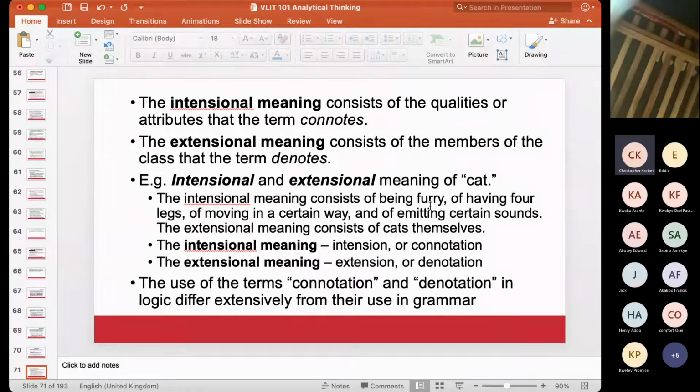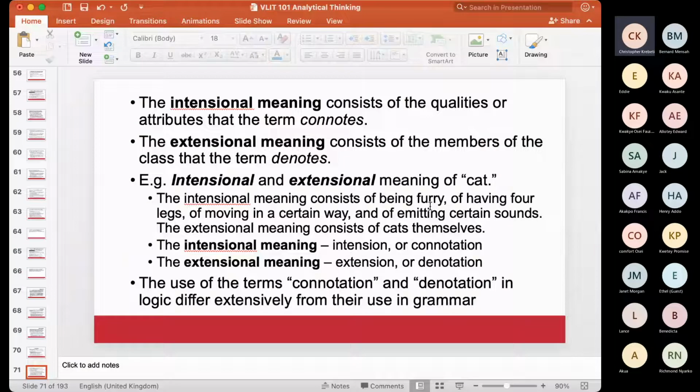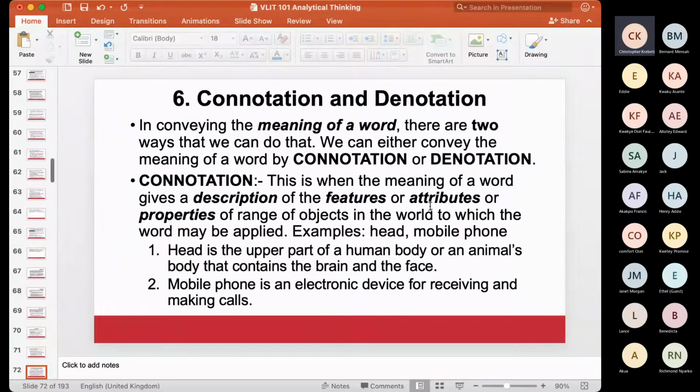So if you pick any grammar textbook and you come across connotation and denotation, they mean different things. But when we come to logic, they also mean different things, and we need to understand them in a logical manner. I am not teaching grammar, so I'm not referring anything to grammar, because this is not an English course. This is a philosophy course. All right, so we want to try to look at connotation and denotation to some extent.